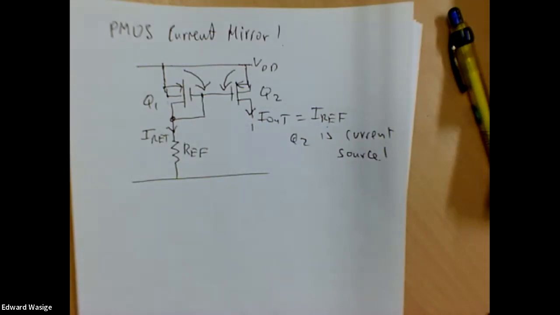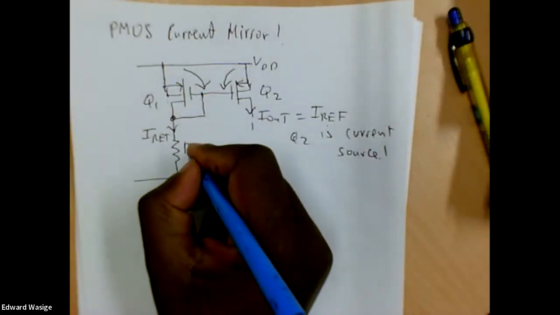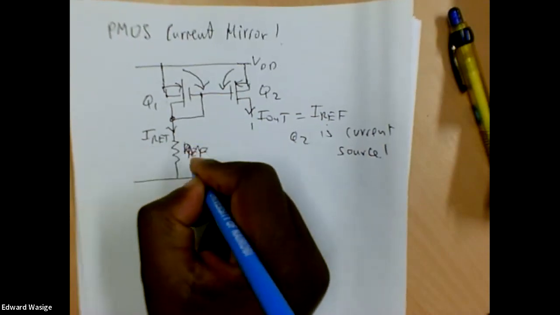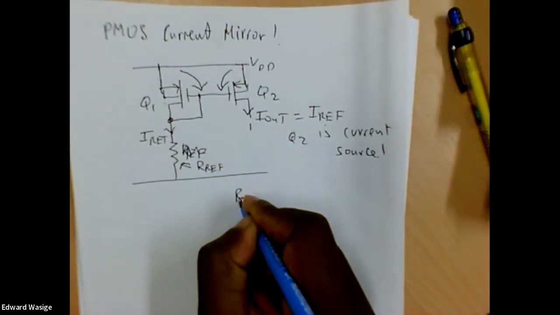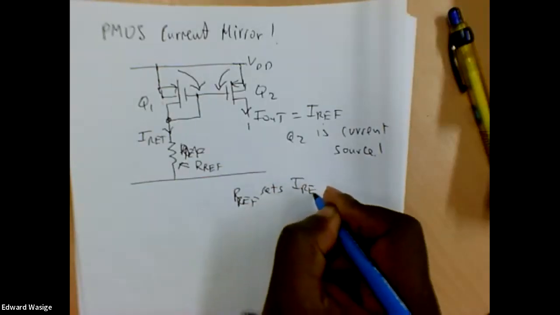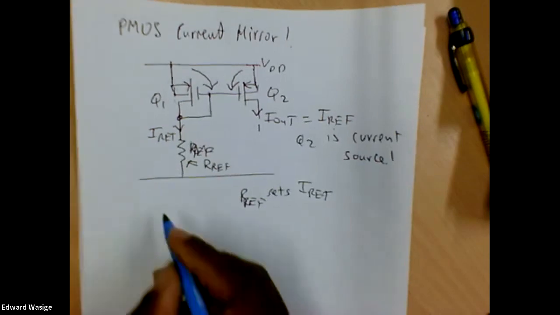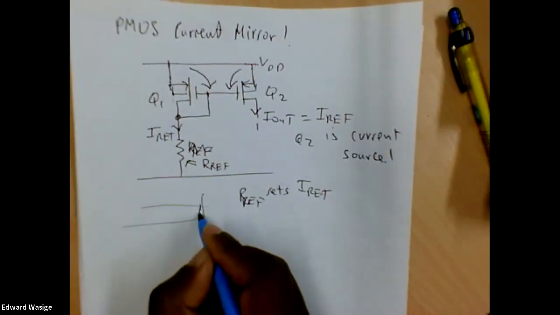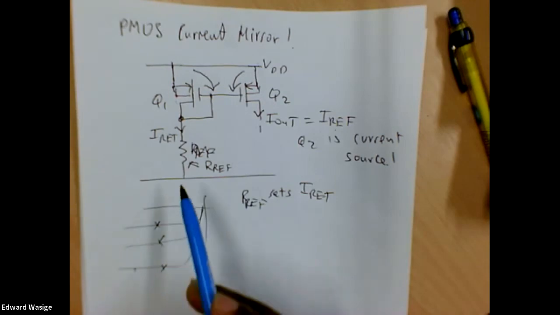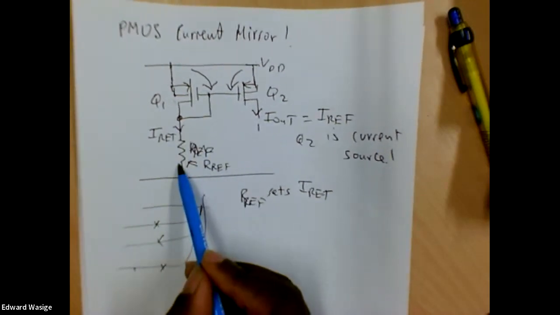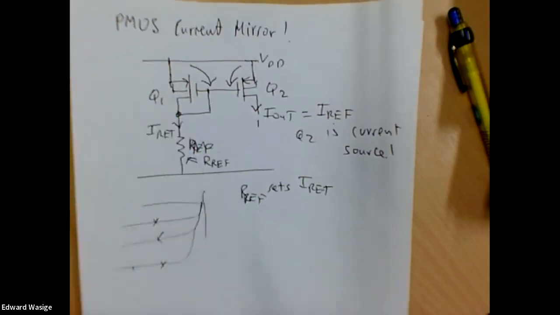So I think we had many useful questions for the NMOS current mirror, and for the PMOS current mirror. Any questions about this? So this RF sets IREF. Because it's a PMOS transistor, it can have a low current flowing through or a large current. Depending on where we want to work, by choosing this resistance RF, we can set the current that goes through transistor Q1.